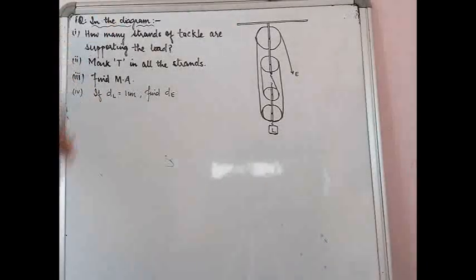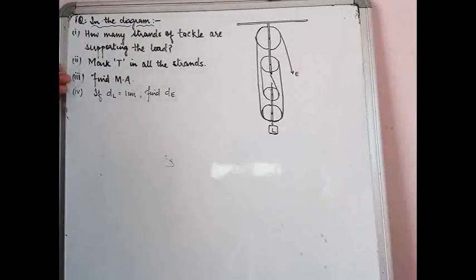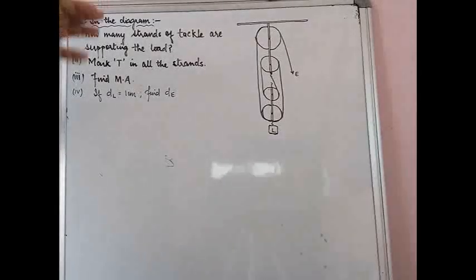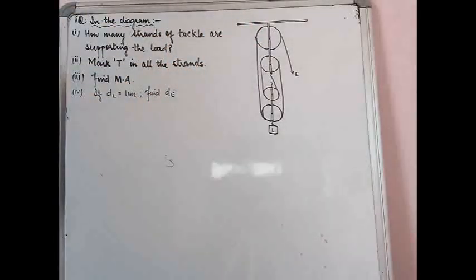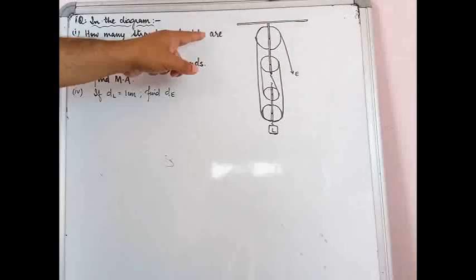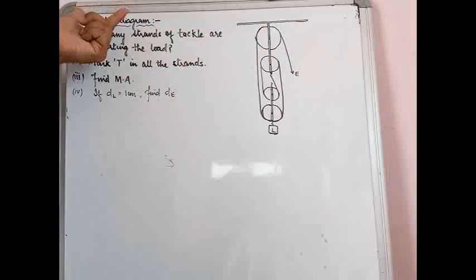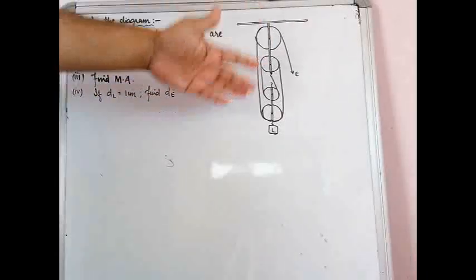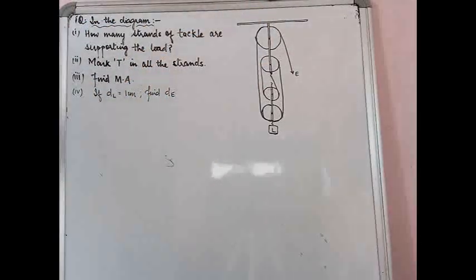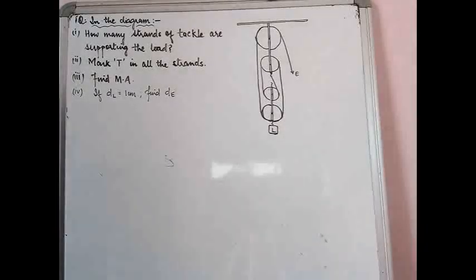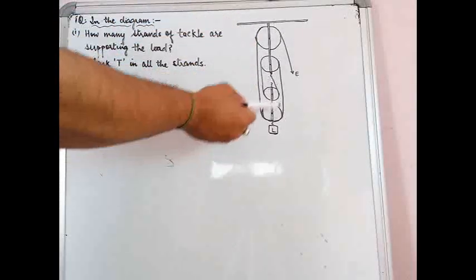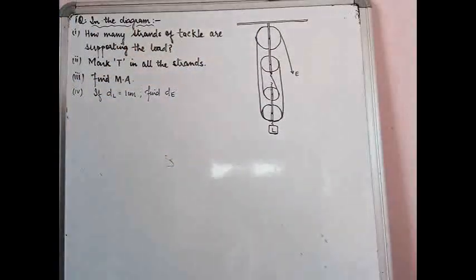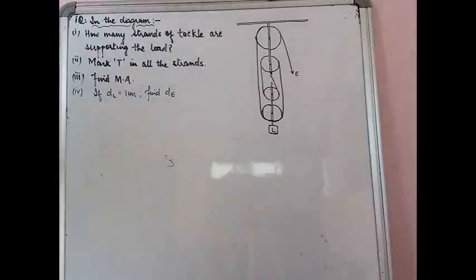Okay, so let us first concentrate on the question at hand. You can read in the diagram given. This is the diagram that they have given. How many strands of tackle are supporting the load? You can make out that this is a block and tackle system, which comprises two blocks, this upper block and the lower block, and both blocks have two pulleys each in them, and the direction of the effort is downward. So that is the information that is given in the question.